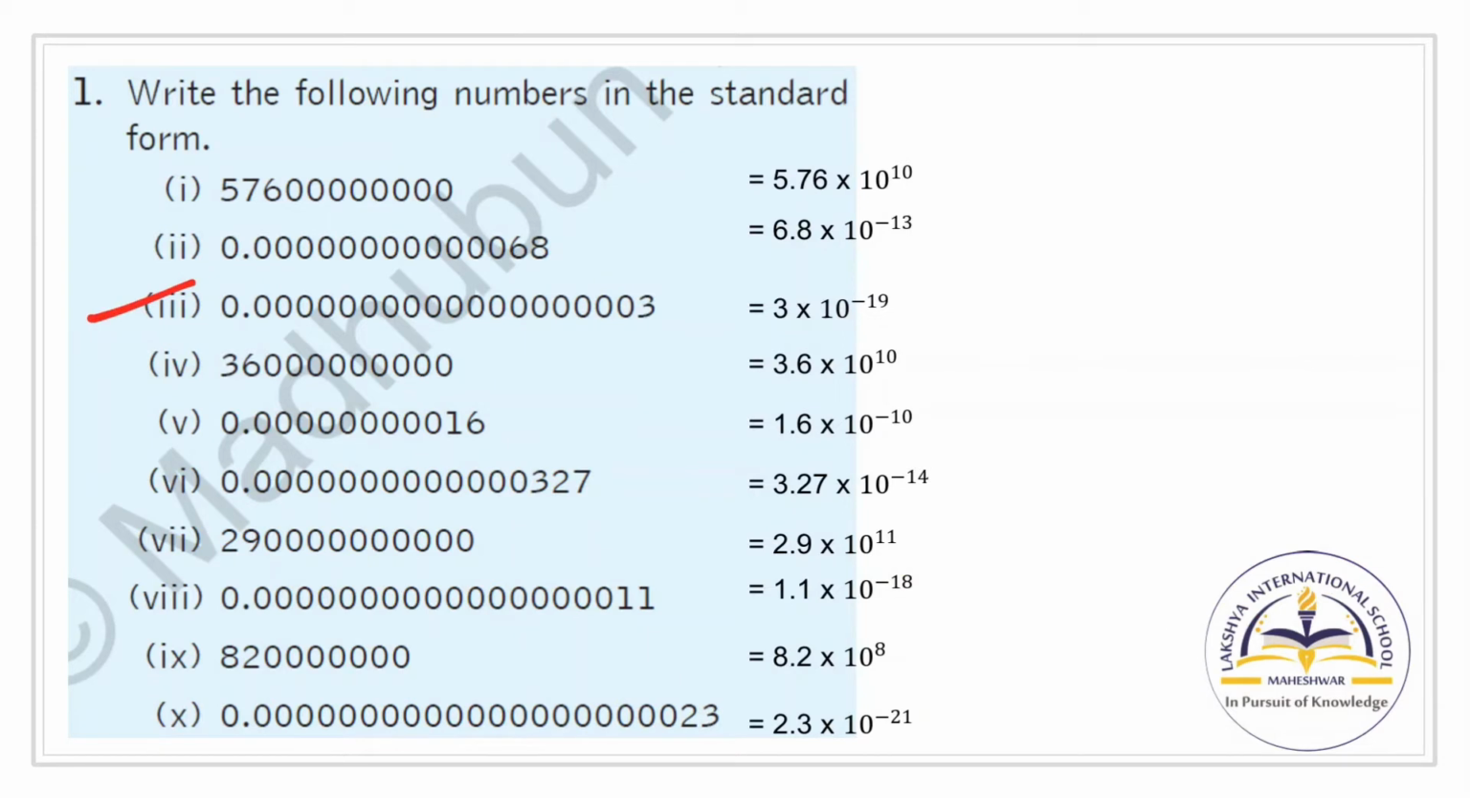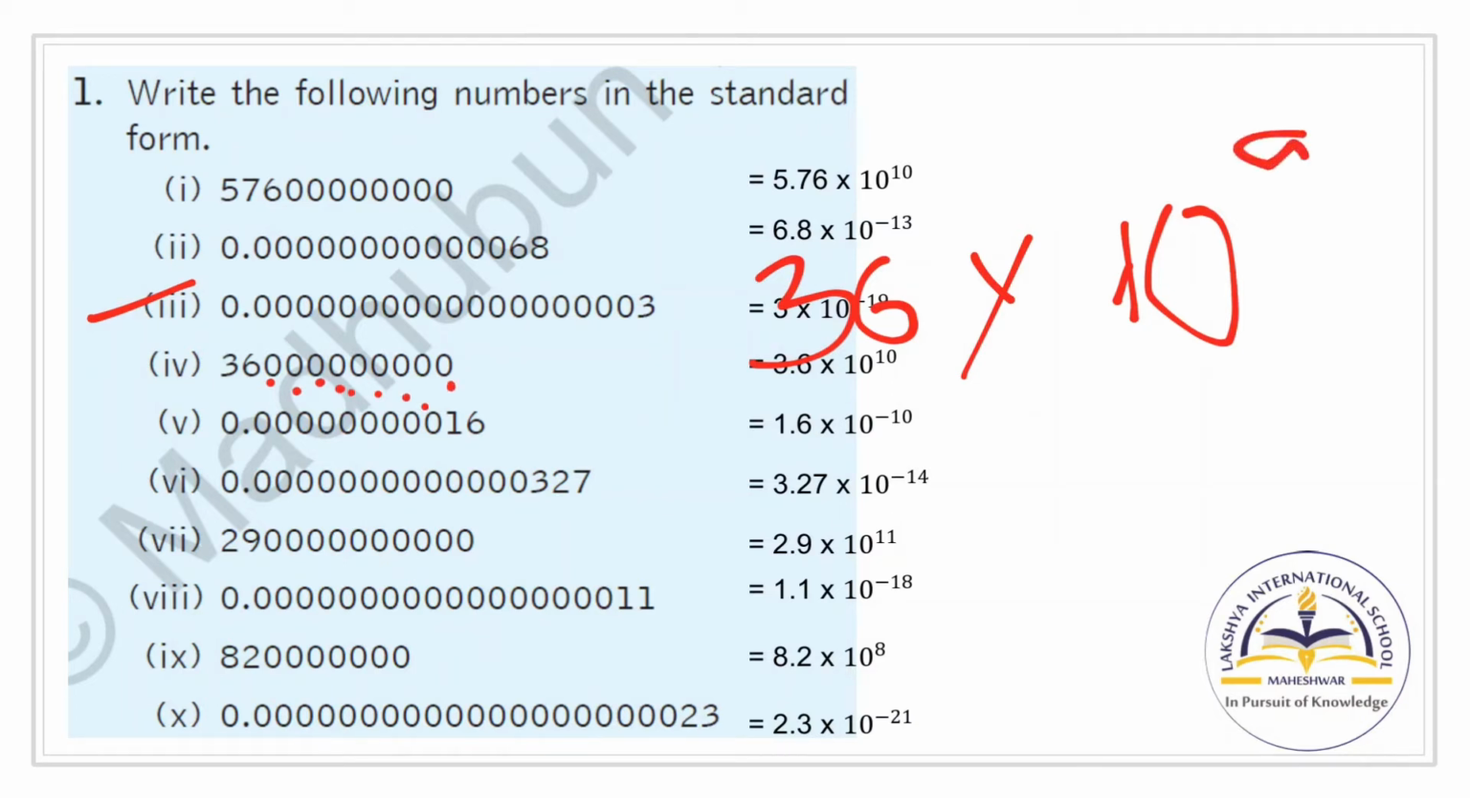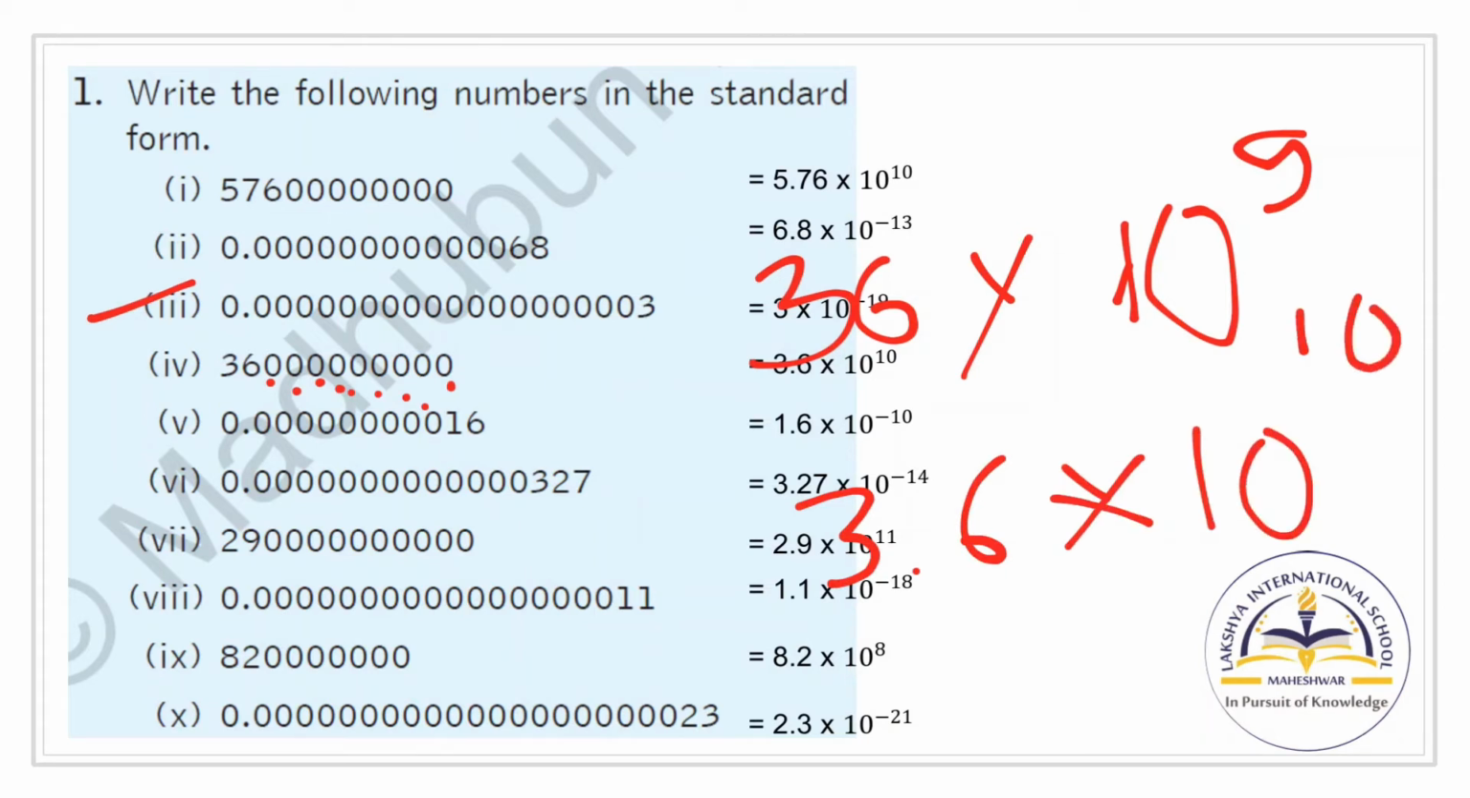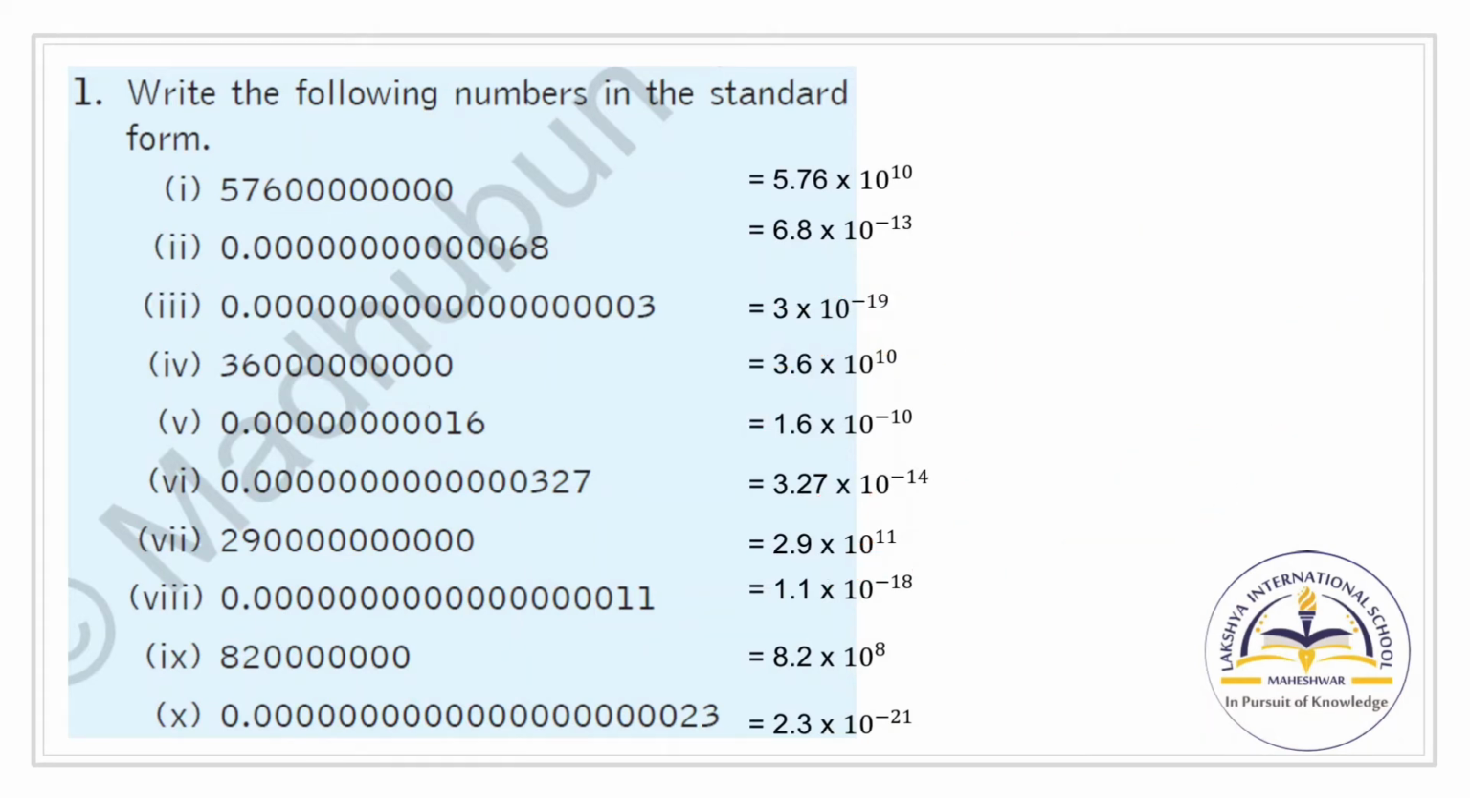Now question number 4, 36 multiplied, how many zeros are there: 1, 2, 3, 4, 5, 6, 7, 8, 9, so 10 raised to the power 9. Now 3.6, you have to increase the power by 1, so this will be your answer, 3.6 into 10 to the power 10. So you have to practice this question, then you will get it easily.